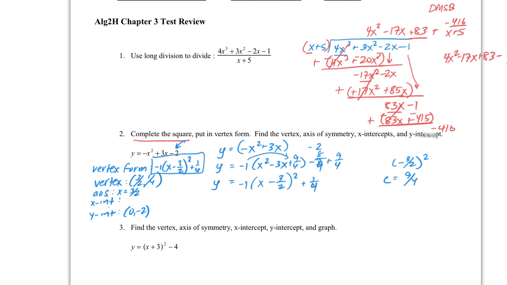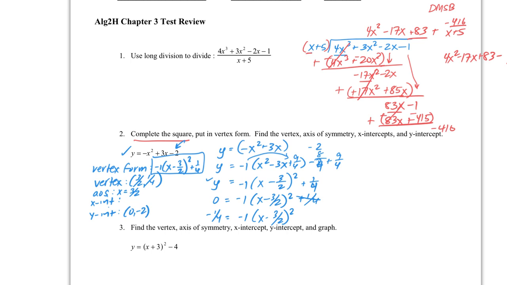So to find the x-intercept, I can use the original equation or I can use the vertex form. Either way, I have to make the y value equal to 0 to find that. So I'll use the vertex form. I'm going to set the equation equal to 0: -1(x - 3/2)^2 + 1/4. And I'm going to start by subtracting 1/4 from both sides. So I have that.